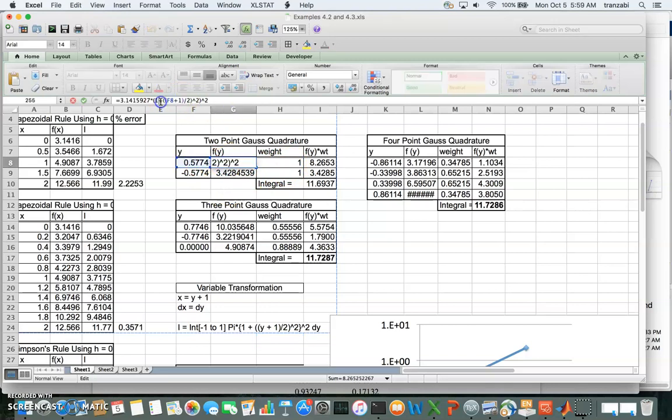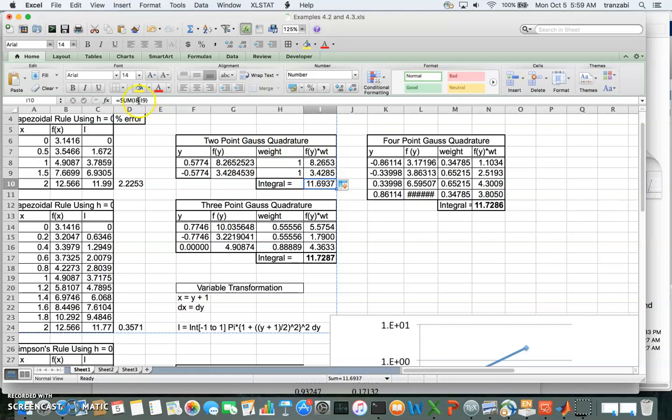So first we evaluate the function, that is pi times 1 plus, I'm just following this equation right here, pi times 1 plus y plus 1 raised to the second power, divided by 2, then raised to the second power, then raised to the second power, and that's what it is here. And I evaluate this for this y, then you drag it down. Okay, these are the fy's, these are the weights, we just multiply them. Green times blue cell, and then you drag this guy down.